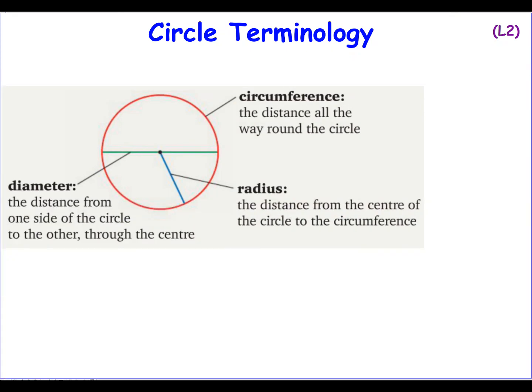Now, the parts of the circle that you need to know. The circle itself, or the distance around the outside of the circle, is called the circumference. So it's a posh word for a perimeter of a circle. The diameter is a straight line that goes from one side of the circle to the other through the center. And then finally, the radius is a line that goes from the edge of the circle to the center, and the radius is half the diameter.